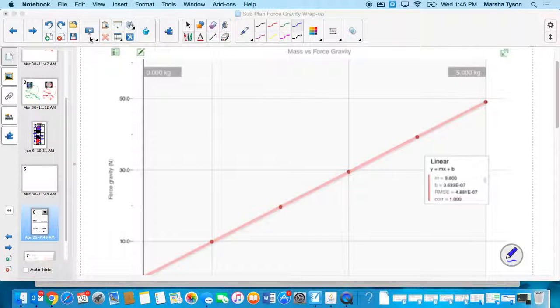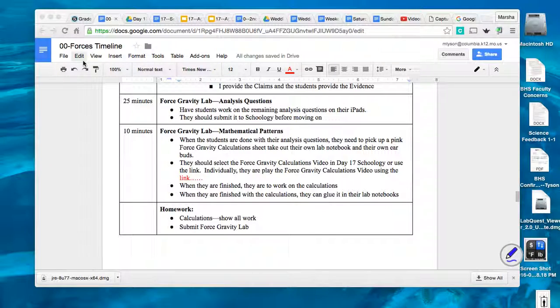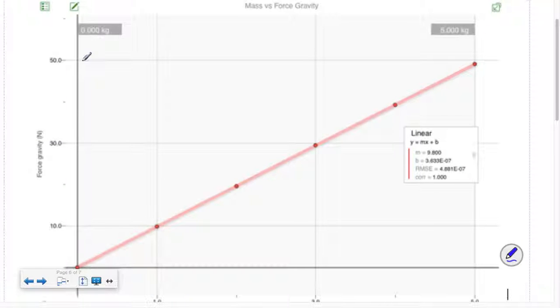All right, so at this point, you should have finished your evidence for each one of the claims that we included. You should also have submitted your force of gravity lab. At this point, we're going to move on to the last part with this lab, and that is being able to do some calculations, not only with force of gravity calculations, where you're actually calculating the weight of the object, but you can also do some calculations with calculating mass.